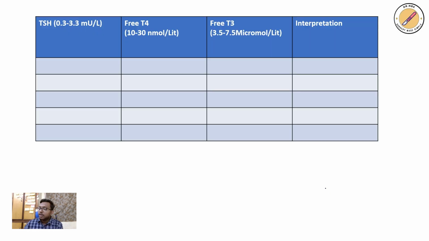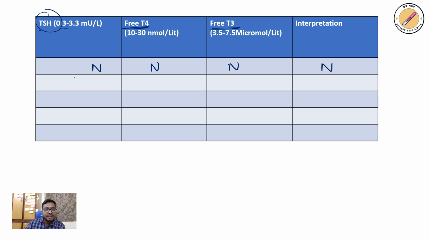Next. So first one is thyroid profile. You know, there are mainly three components. One is TSH, free T4 and free T3. So these are the normal levels: 0.3 to 3.3, 10 to 30 and 3.5 to 7.5. Okay, so what are the main different possibilities that we can have in the thyroid profile? So everything is normal means the function of the thyroid gland is normal, right?